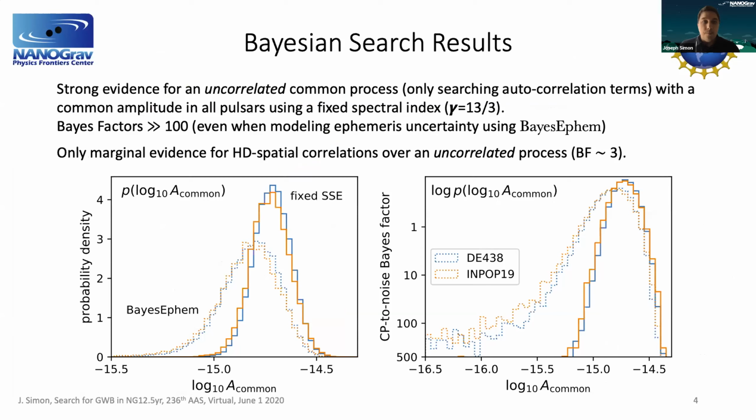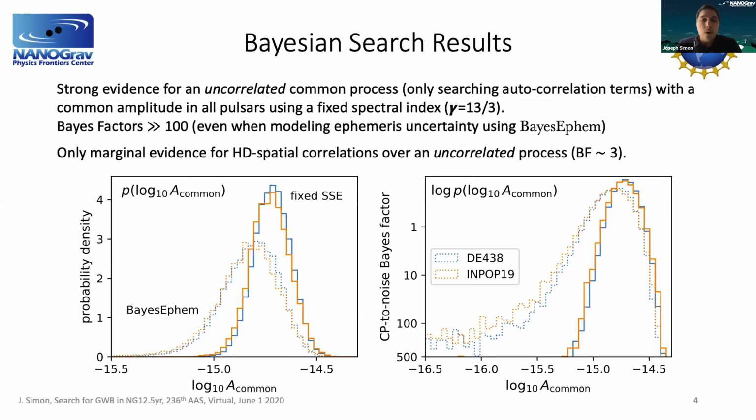All right, so we have recently completed our analysis of the 12.5-year data set. This consists of 45 pulsars. And for the first time, we are seeing strong evidence of an uncorrelated common process. So this is just looking at those auto terms. This is a common amplitude and a common spectral index for a power law model for the background, and it's present in all pulsars, and the evidence is incredibly strong.